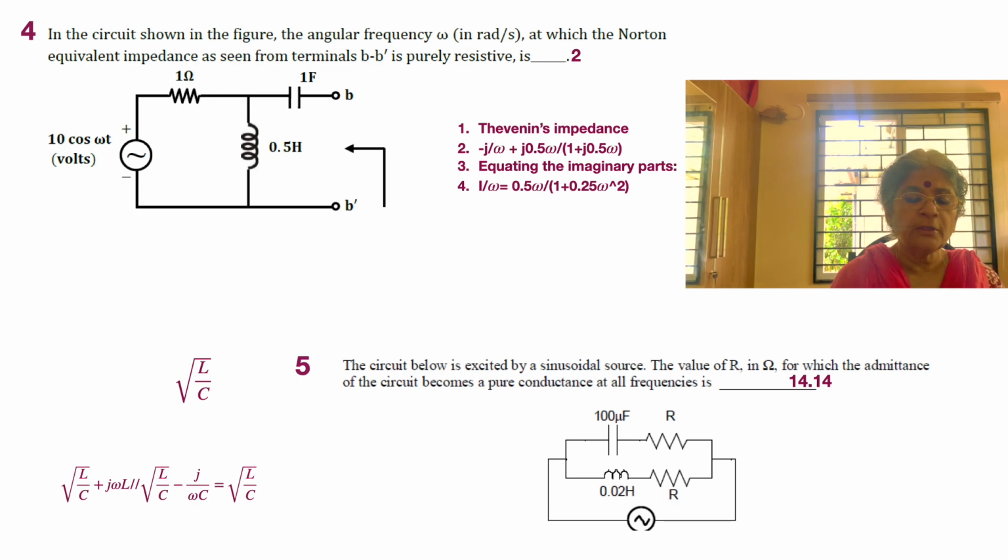Here we have a circuit which is excited by a sinusoidal source because of the tilde mark there, and then we have a 100 microfarad capacitor in series with the same resistor R, which again occurs in the parallel branch, and is in series with an inductor of 0.02 Henry. What is the question? The circuit is excited by a sinusoidal source; find the value of R in ohms for which the admittance of the circuit becomes a pure conductance at all frequencies.